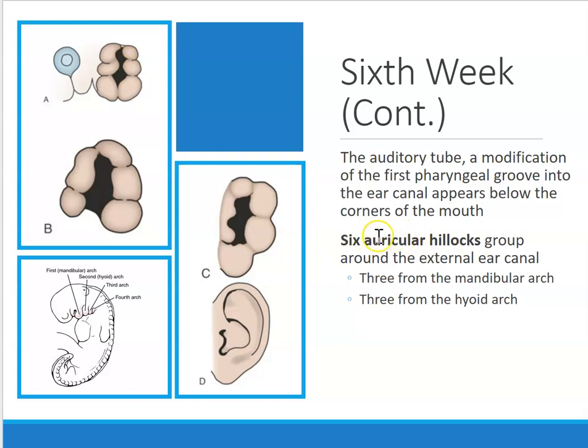Auricular means ear, because when you think of auricular, think of ear. And there's 6 of them. There's 3 on one side, 3 on the other side. The first 3 comes from the mandibular arch, the first arch. Remember the embryo? We have the first arch. The second 3 comes from the second, or hyoid arch. So really, the first and second are responsible for making the ear. And eventually it fuses nicely and becomes the ear.